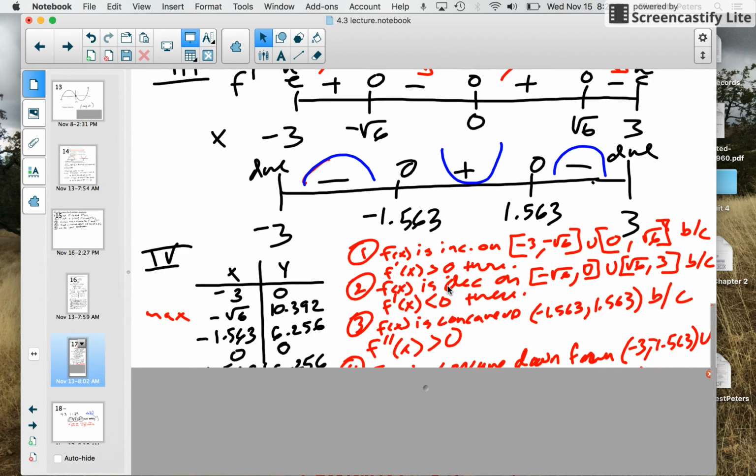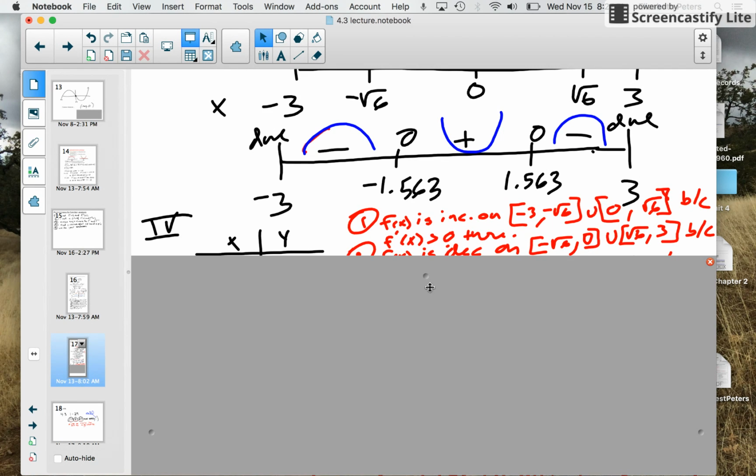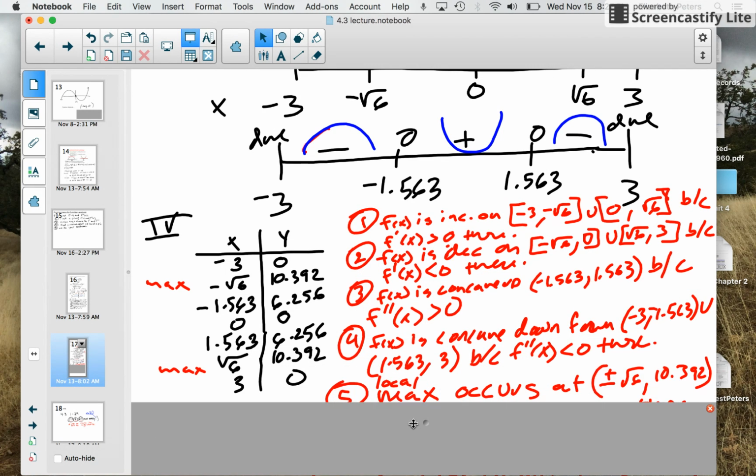Then after we do that, we make our table. So we've got a table. This table uses values from our original function. So these are all of our critical points. And we plug all of these critical points into our original function to get out these y values. This is something you would want to do on a calculator.